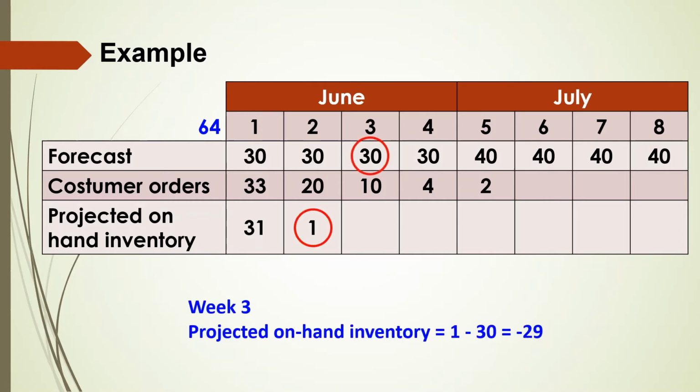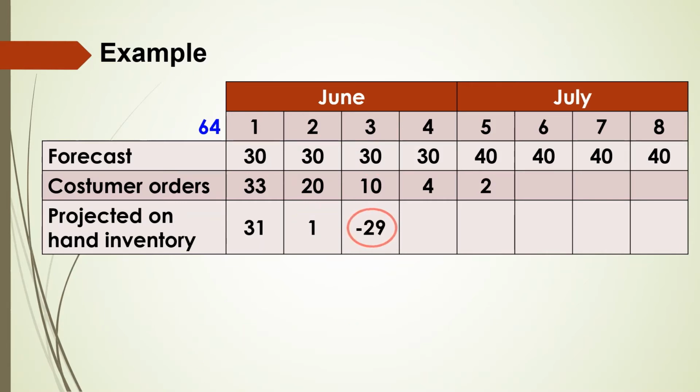Thus, for the third week, we obtain projected on-hand inventory equals 1 minus 30 equals negative 29. When the projected on-hand inventory becomes negative, this is a signal that production is needed to refill the inventory. Hence, a negative projected on-hand inventory will require planned production.